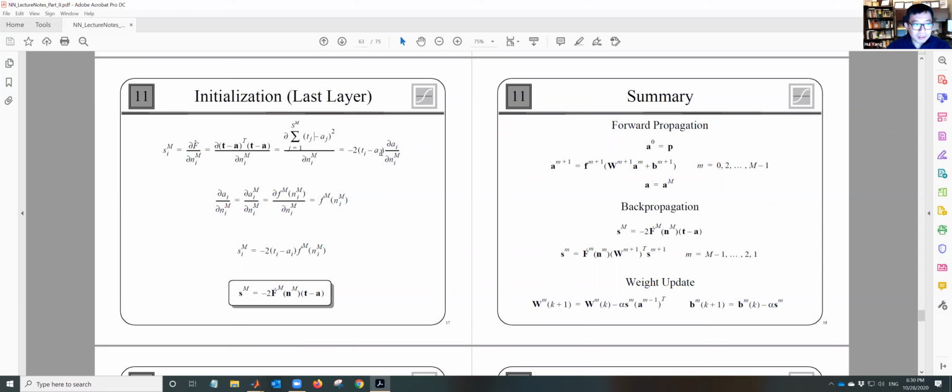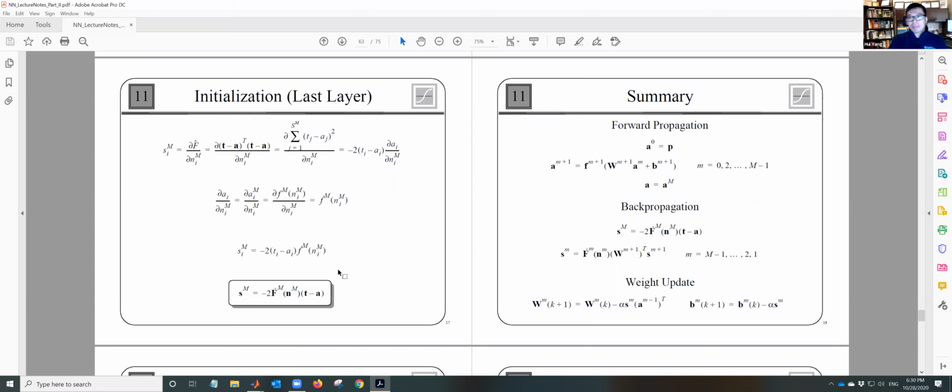And we know a_i^M depends on the transfer function, right? Depends on the transfer function. And then you know s_i^M equals -2(t_i - a_i) times f-dot of n. So in this way, we calculate the sensitivity in the last layer.